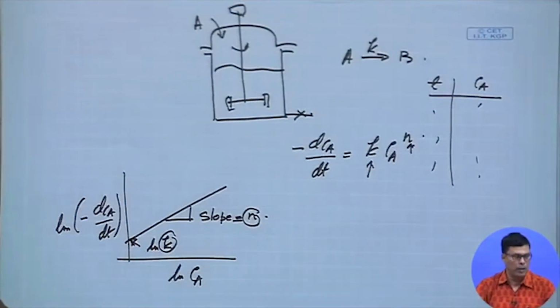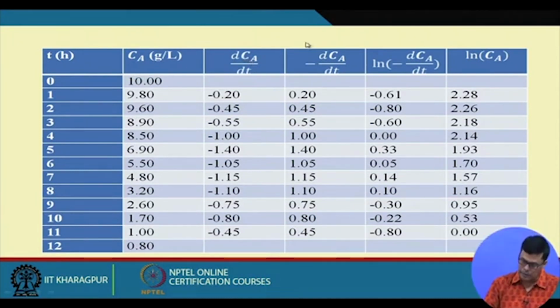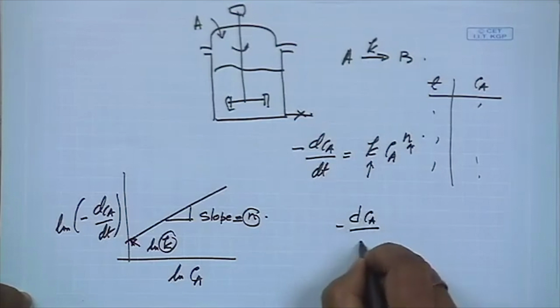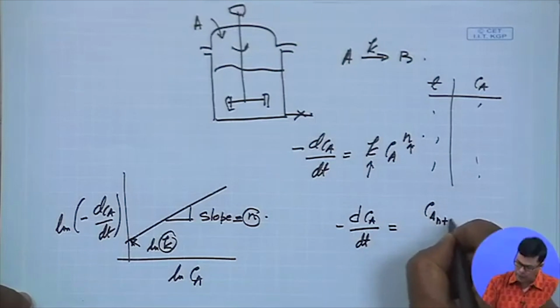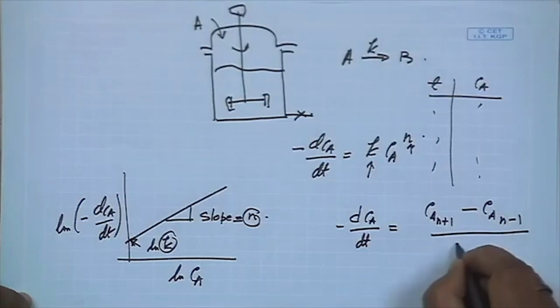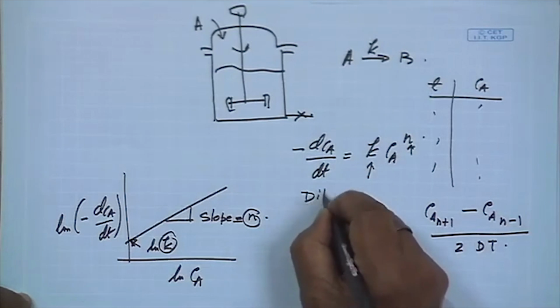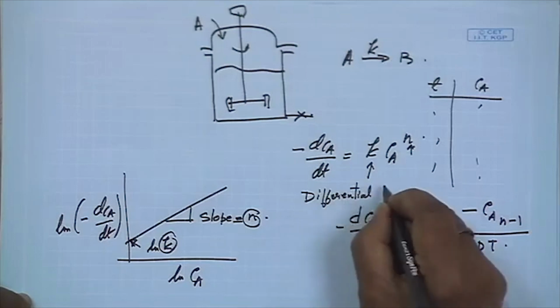So in this problem, how you will solve, I can show you. Here you see that we have different Ca, and we find out dCA by dt. Now how do you calculate dCA by dt? Let me show you. Minus dCA by dt I can calculate like this: equal to Ca(n+1) minus Ca(n-1) divided by 2 del t. This is called the differential technique.